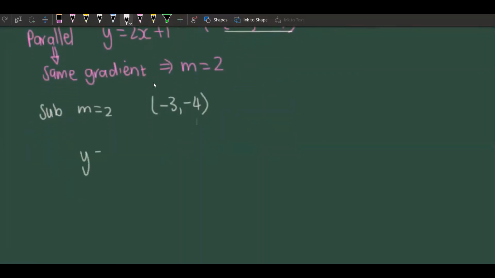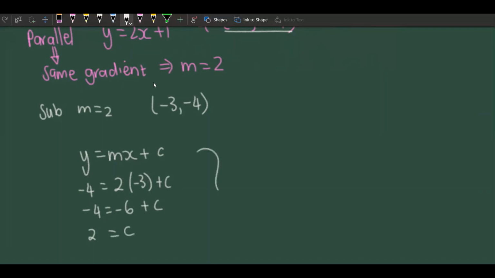y is equal to mx plus c. In the place of y, we're going to put -4. In the place of m, we're going to put 2. In the place of x, we're going to put -3. So we have -4 is equal to -6 plus c. Taking the 6 over, it becomes +6. So +6, -4, and that is our c. So then very nicely, our equation is y is equal to 2x. We got the gradient from the fact that it is parallel, same gradient. And then our c value we got is +2. So there is a perfect straight line equation.